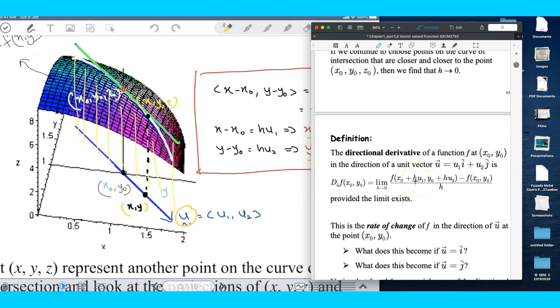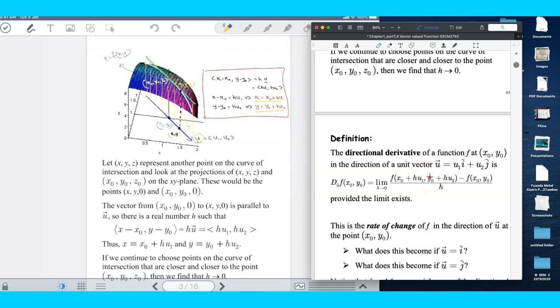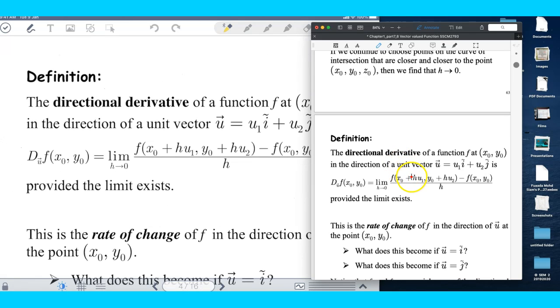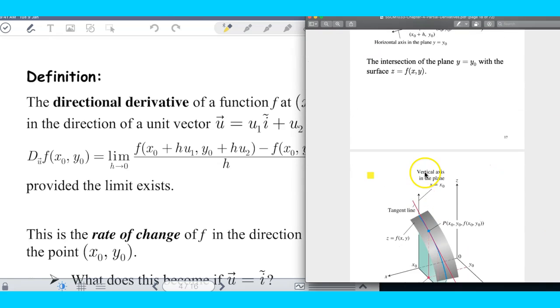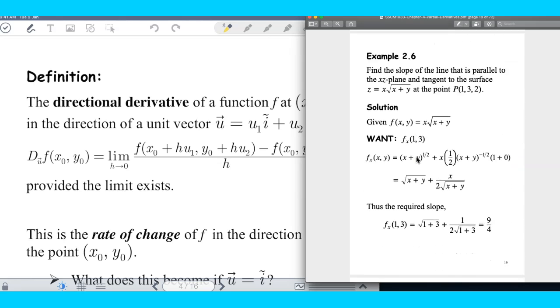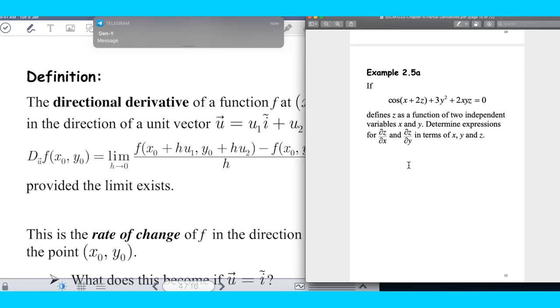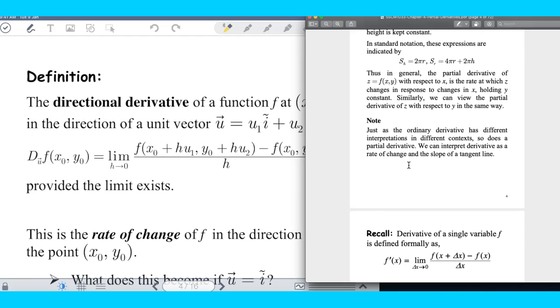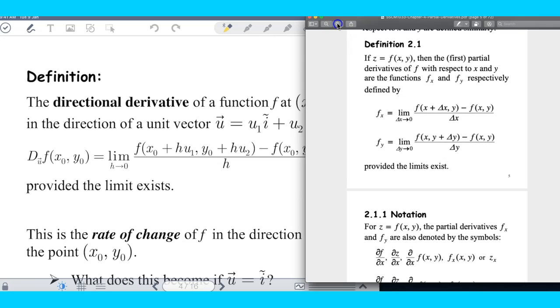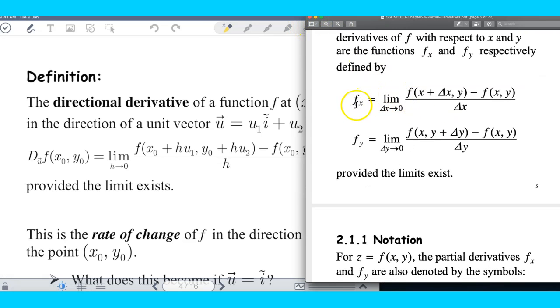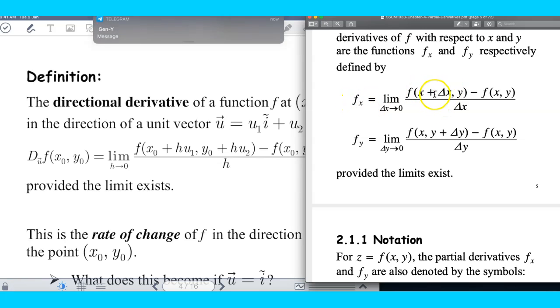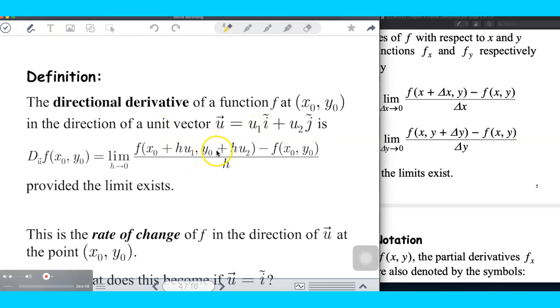In this case, if we have fx and fy, the formal definition says that if you want to find the derivative in the direction of x, we just change x but y is fixed. In the direction of y, only y changes but x is fixed. But in this case, x and y are both changing due to the direction, which is based on the vector given.